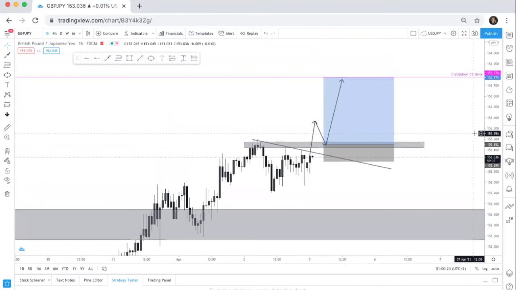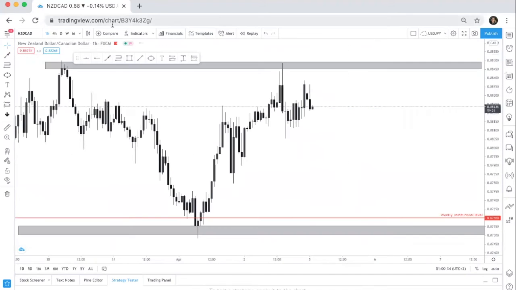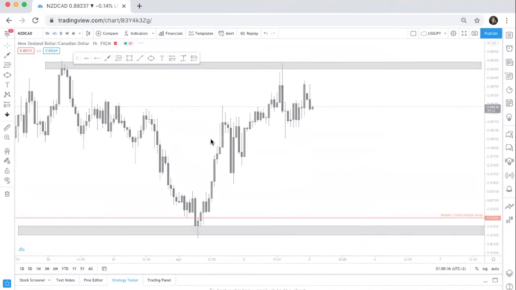Obviously, I'll be looking for confluences in terms of a candlestick pattern, bullish engulfing or pin bar, but I'll definitely update you guys on that. And if we go to the next pair, NZD CAD, I'll go to the 4-hour chart.